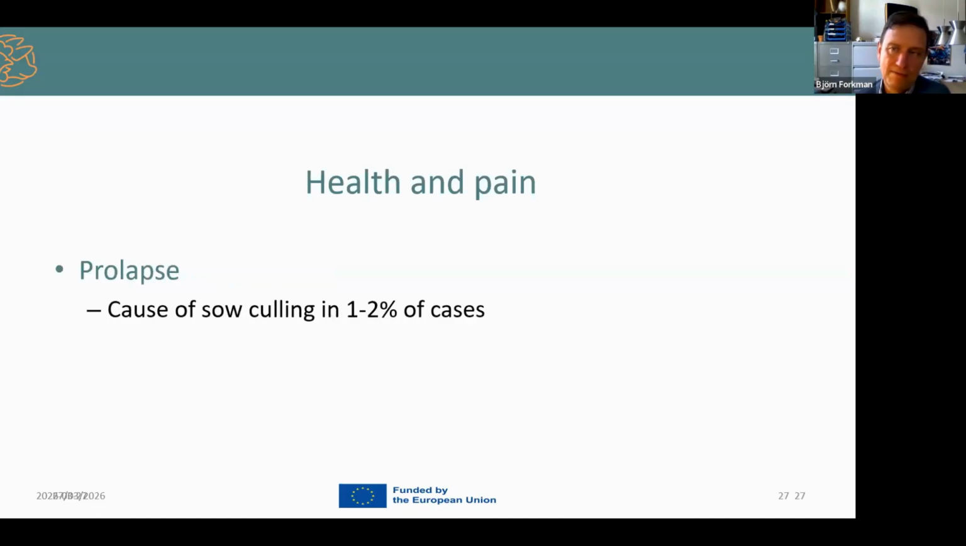Prolapse is undoubtedly a serious problem when it occurs, but it's not very, very frequent. It's a cause of sow culling in about 1 to 2% of cases. And these are data from Denmark and the Netherlands. So few sows, but it's undoubtedly a bad thing when it happens.